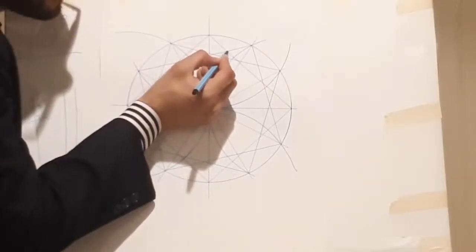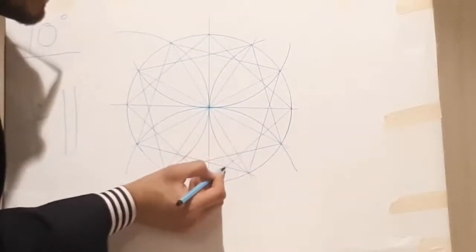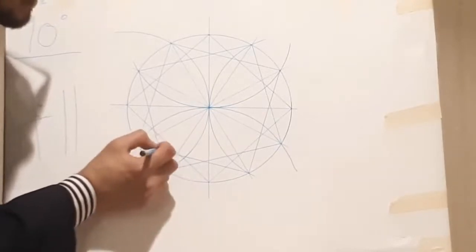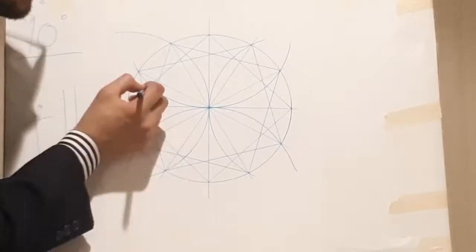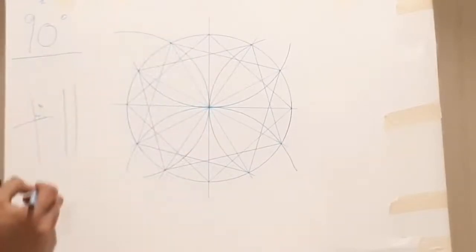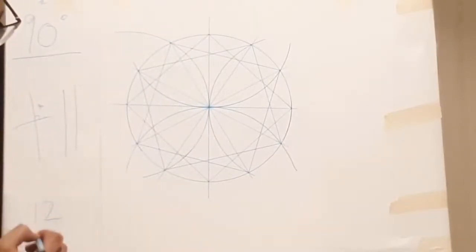1, 4, 5, 6, 7, 8, 11, 12. So there are 12 intersection points.